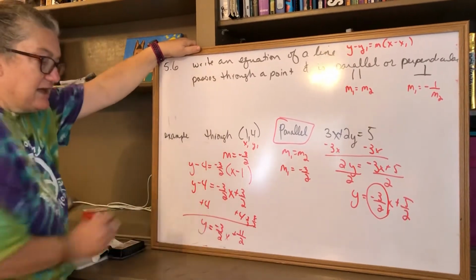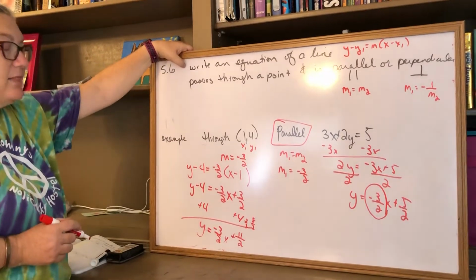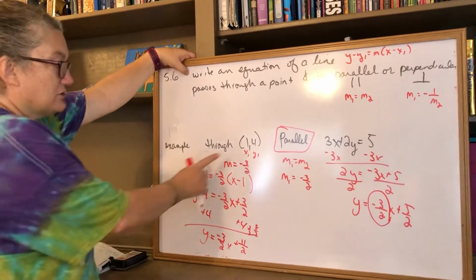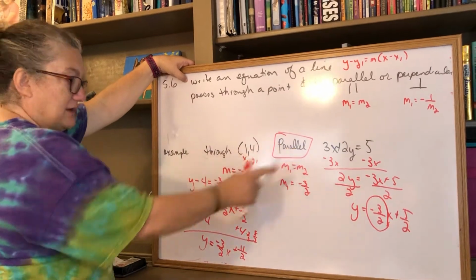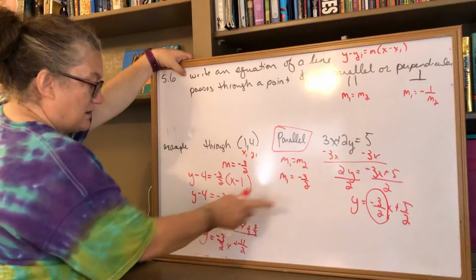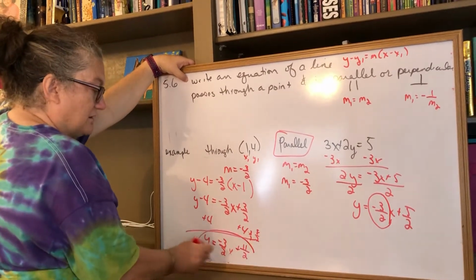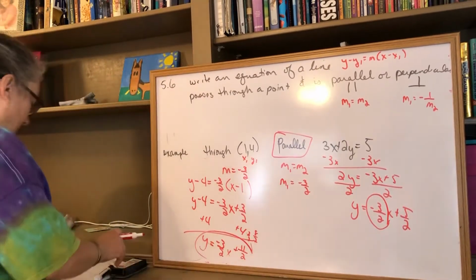And there is my equation of a line that goes through (1, 4) and is parallel, and you can see that they both have the same slopes. Okay, there's our line. Now let's do one where we're perpendicular.